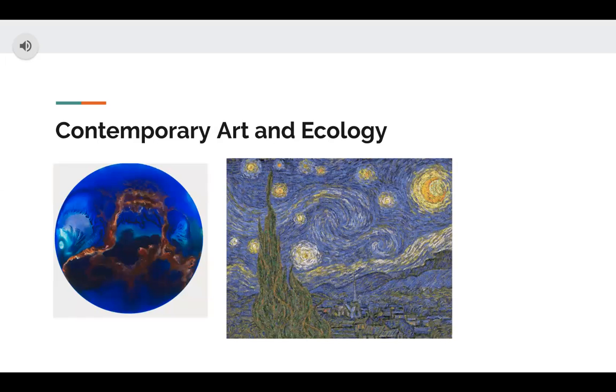Look carefully at these images. What do you see? How might this artwork relate to ecology? What is the name of the artist who made this work? Take a couple moments to contemplate.